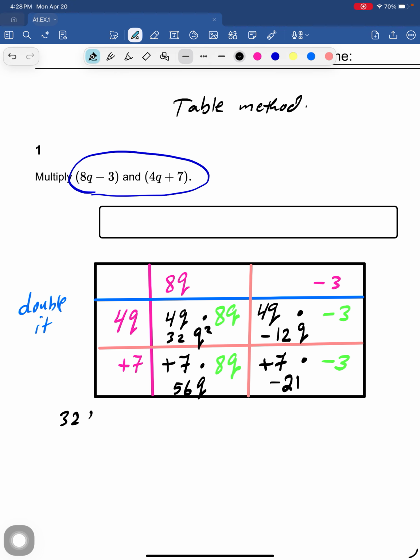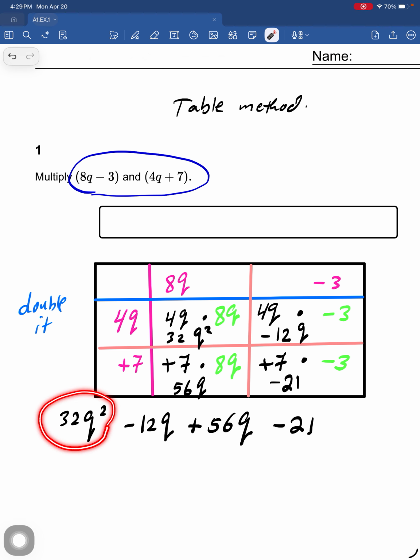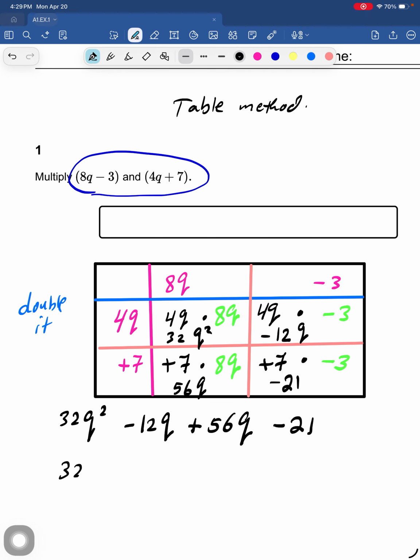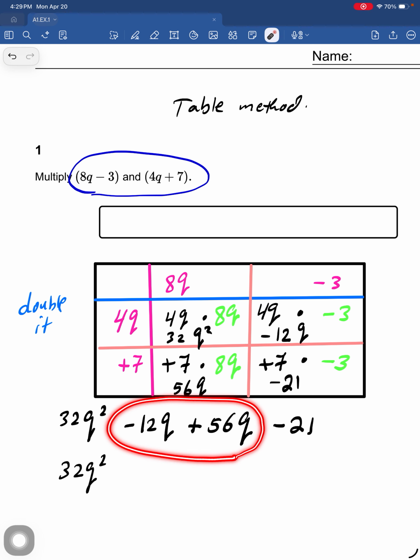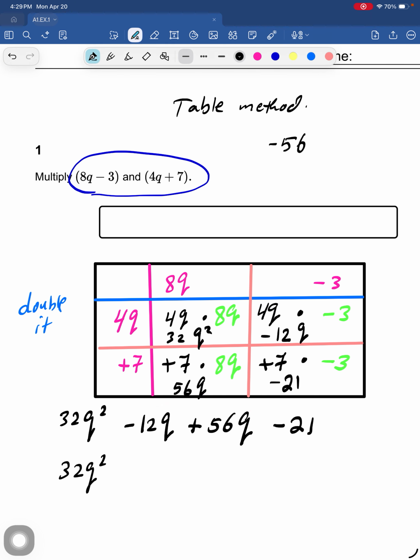So 32q squared. Now we have -12q, and we have plus 56q, and then we have -21. We can see that we have no more q squared, so we take it down. So the answer will be 32q squared. And then we have the -12 plus 56. We can deal with it as follows. Here is the 56 plus.